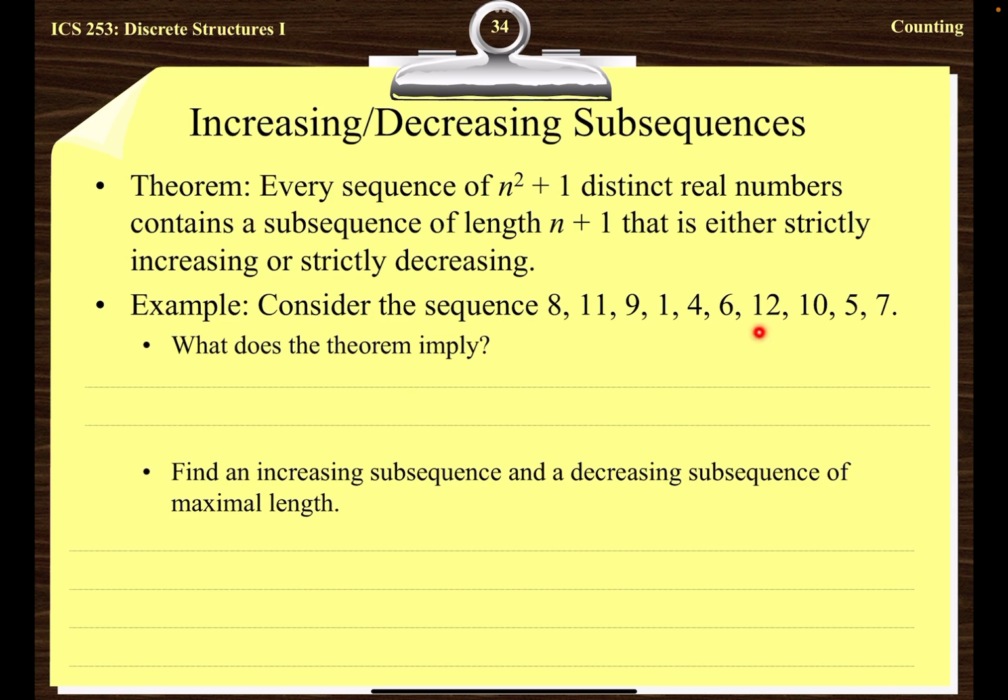So let's consider this sequence here: 8, 11, 9, 1, 4, 6, 12, 10, 5, 7. What do we mean by a subsequence? 1, 4, 6. Okay, what about 1, 6, 7? 1, 6, 7. That's not a sequence. No, it is a subsequence. It is a subsequence. So this is different from the notion of a string and substring.